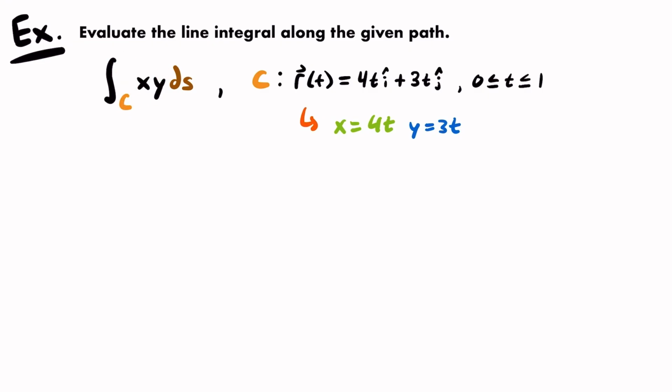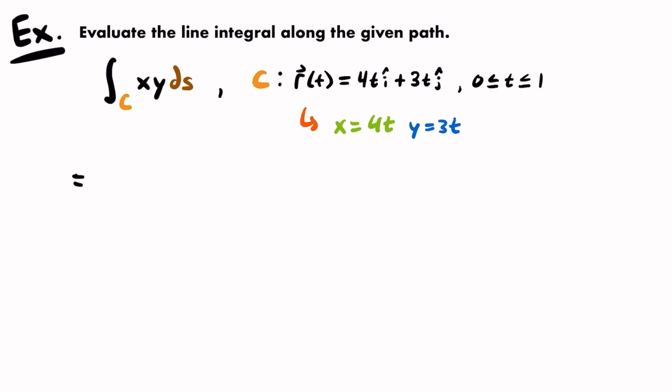Okay, so the first thing that we could do here is rewrite the function that we are integrating in the line integral to be in terms of t. We know that x is equal to 4t and y is equal to 3t, so we can substitute those expressions in for x and y in the line integral, and we can also set up the bounds of integration because we know that we're working with values of t from 0 to 1. So far we have this.